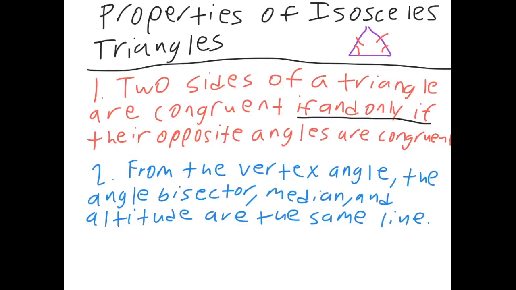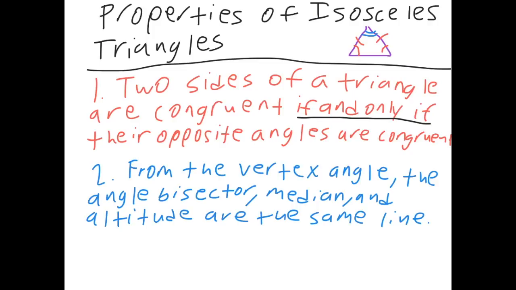Second property, very similar to the one from equilateral triangles, is from the vertex angle, the angle bisector, median, and altitude are all the same line. So first, what is the vertex angle? Well, the vertex angle, looking up at this picture up here, is the angle that is not congruent to the others, the one that's in between the two sides that are congruent. So it's this angle right here, and I'll mark it with two arcs to show that it's not congruent to the other two. So that angle right there is the vertex angle.